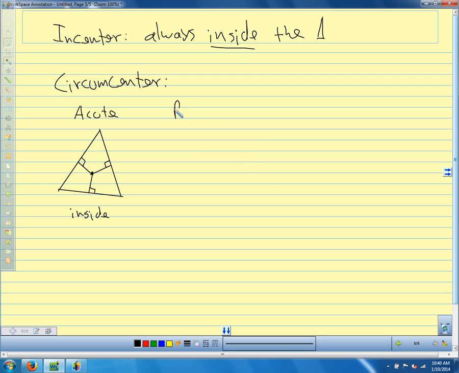If we have a right triangle, our circumcenter turns out to be on the triangle. So if I draw my perpendicular bisector, what's going on with my triangle?